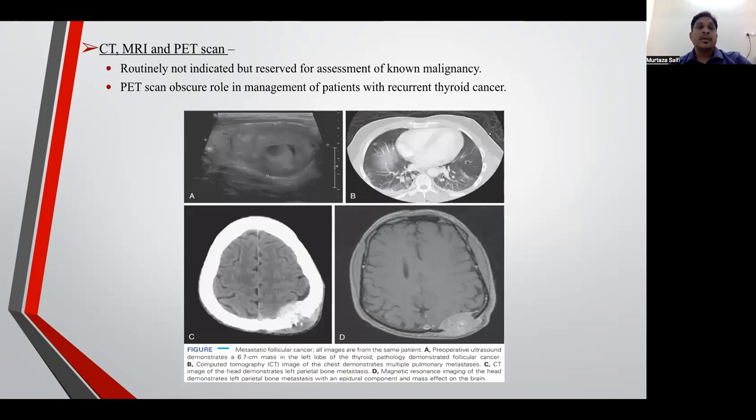Then here in some pictures you can see the CT and MRI. PET scan is routinely not indicated but reserved for the assessment of known malignancy. But as I told you, you should go for CT or MRI before operating on patients to see the spread of malignancy. PET scan has an obscure role in the management of patients with recurrent thyroid cancer. So here in the picture, you can appreciate the thyroid.